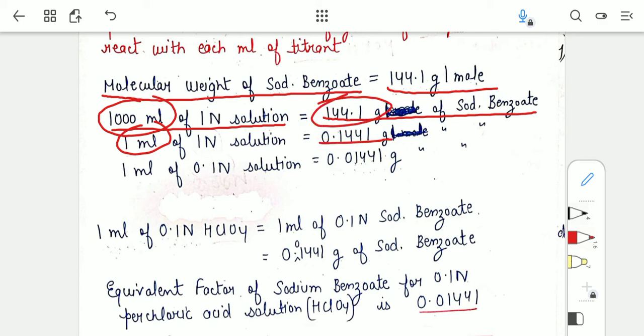Okay, so instead of 1 normal, if we want 0.1 normal solution, then again we will divide this value by 10. Then the value will be this. It means that 1 ml of 0.1 normal solution of sodium benzoate has 0.01441 gram of sodium benzoate.